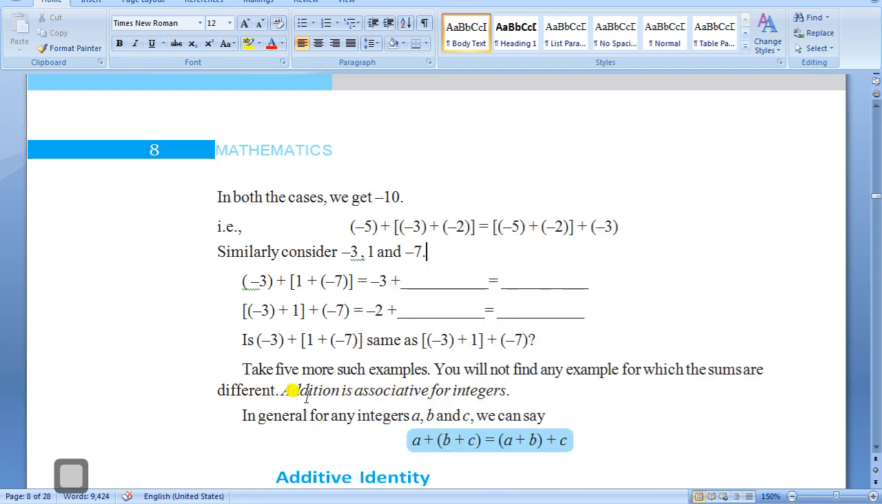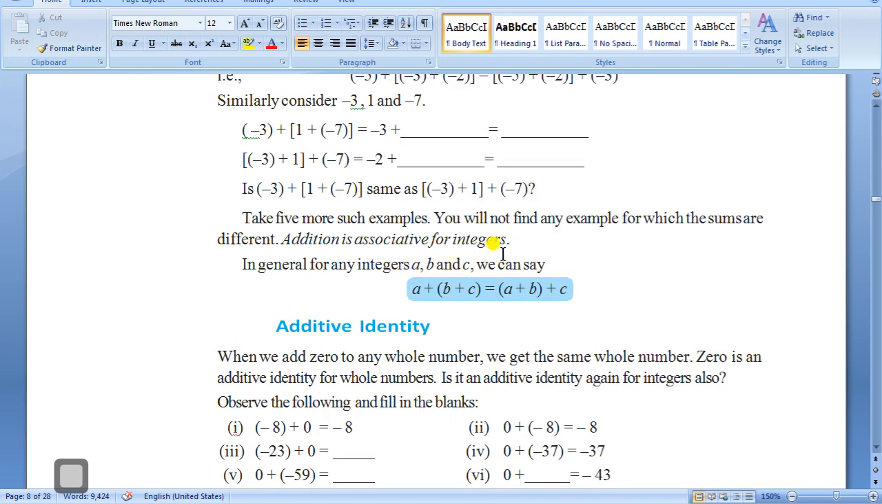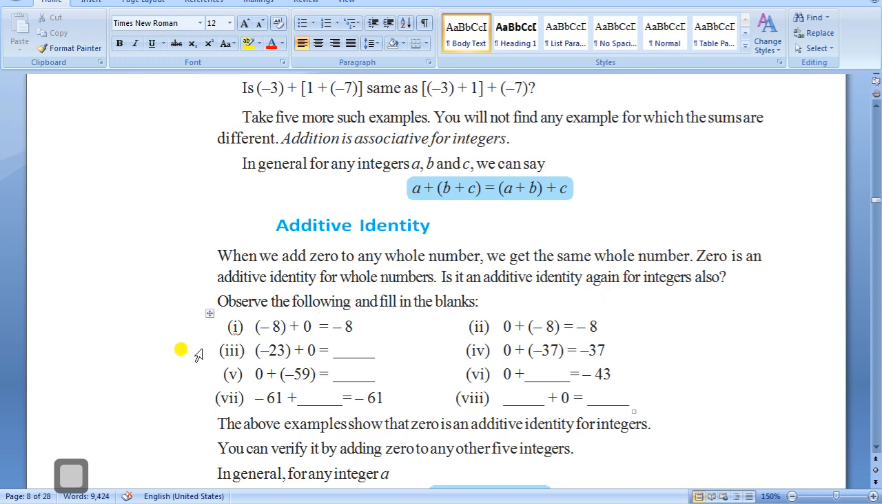Similarly, if we take minus 3, 1 and minus 7, we get the same result, right? Take 5 more such examples. We will not find any example for which the sums are different. Therefore, you can say that addition is associative for integers. In general, for any integers a, b and c, we can say that a plus (b plus c) is equal to (a plus b) plus c.